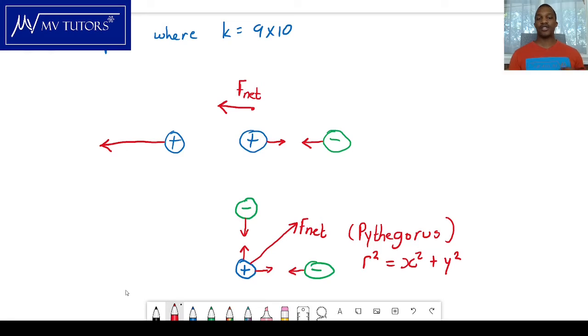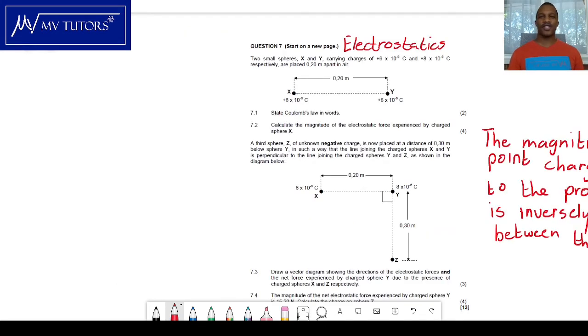But now let us use these principles that we've learned to answer the exam question. Okay, so here we go. It says two small spheres x and y carrying charges of 6 microcoulombs and 8 microcoulombs respectively are placed 0.2 meters apart in air.